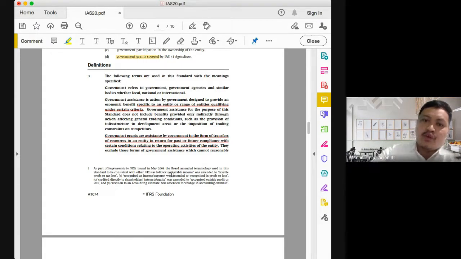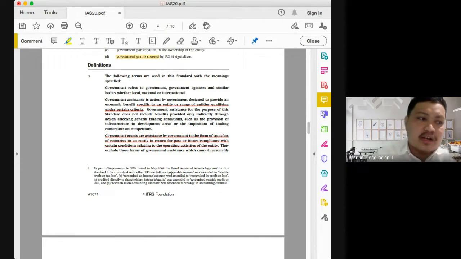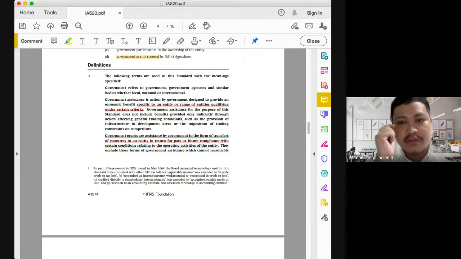Definitely not all government assistance will result in the transfer of resources. So that is why there are government assistance, even if it qualifies in the definition of the standard, that will still not result in an accounting treatment. So what kind of government assistance will require recognition and accounting treatment? Only your government grants, because only your government grants are the type of government assistance that result in a transfer of resources.